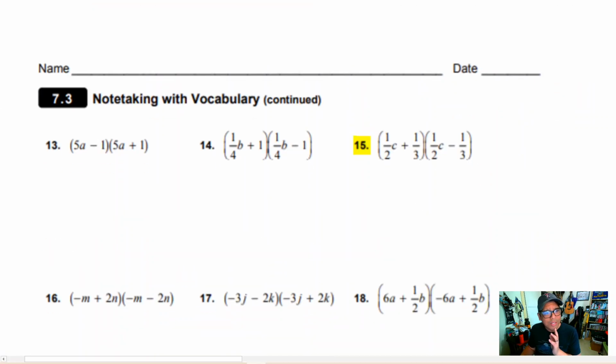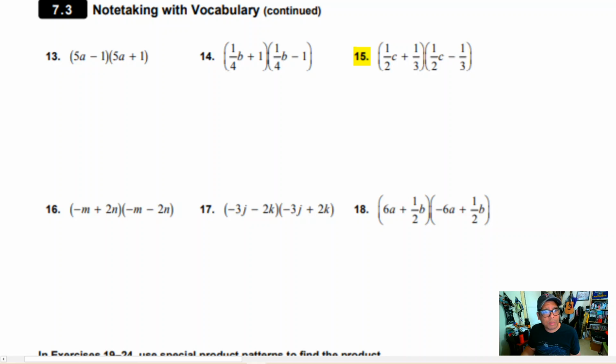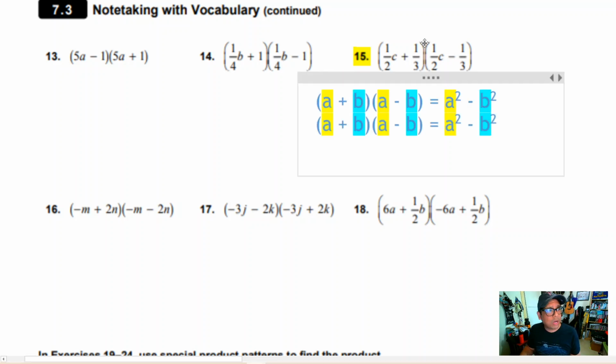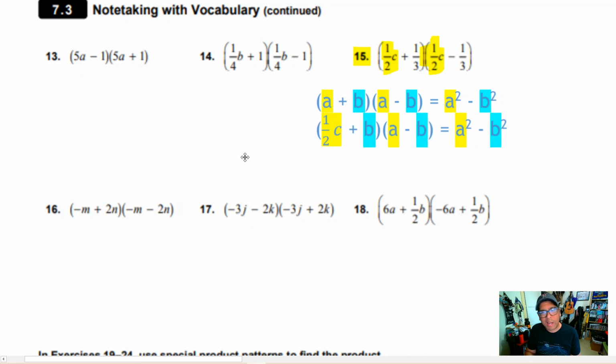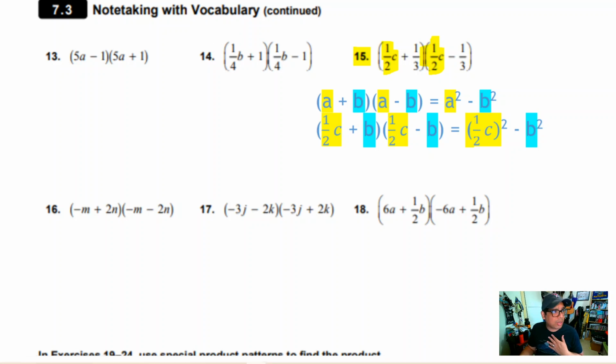Kind of fun, too. Let's take a look at 15. 15 is probably going to give some people nightmares. We've got 1/2 c plus 1/3 and 1/2 c minus 1/3. It's a sum and difference formula, so there's really nothing to it. Get our formula. Let's figure out what we're going to use for a, and it looks like a is 1/2 c. So let's change all the a's into 1/2 c. And then what do we have in the b position? In the b position is 1/3. So we're going to change all the b's into 1/3.